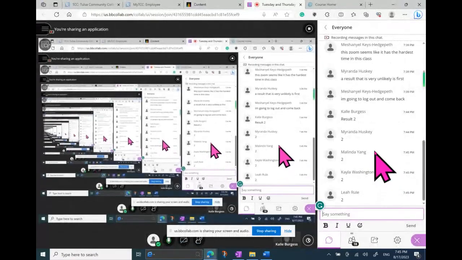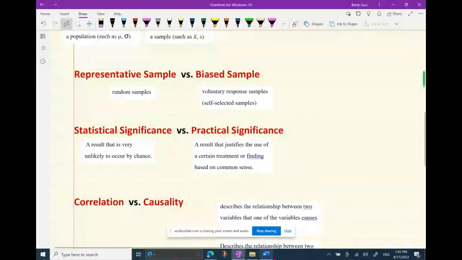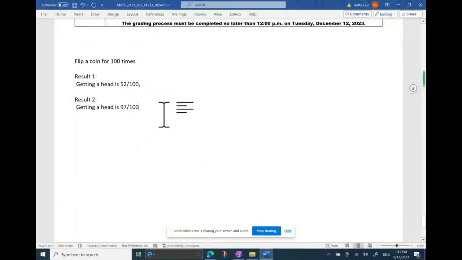Result 2. Does it have or does not have? I would believe you mean does have, right? Yeah. Result 2 has statistical significance, because this result is very unlikely to happen by chance, right? Out of 100 flips, 97 times you got a head, that's something that draws your attention. Probably the coin is not fair, right?